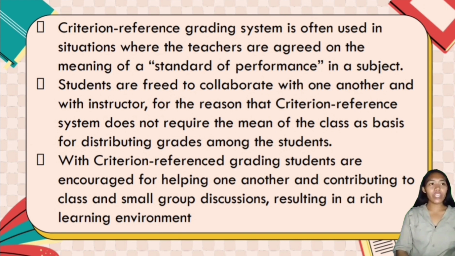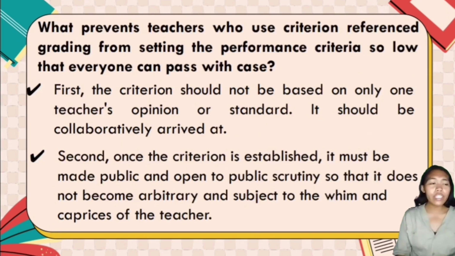Further, since the criterion measure used in criterion reference grading is a measure that ultimately rests with the teacher, it is logical to ask what prevents teachers who use criterion reference grading from setting the performance criteria so low that everyone can pass with ease. Of course, it is also normal for us to react if the teacher sets such high standards that they can impossibly be passed by all students, right? But of course, there are a variety of measures used to prevent this situation from ever happening in the grading system.